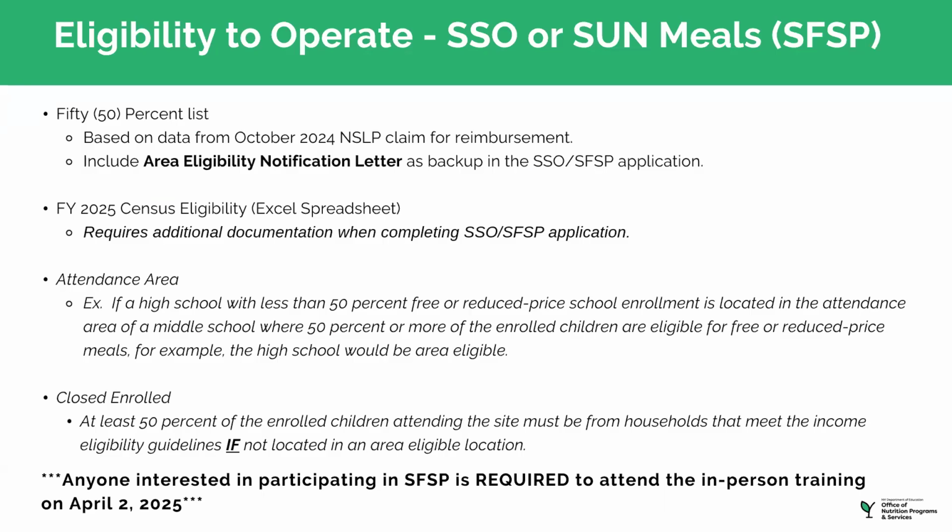And USDA also has a tool called the Area Eligibility Mapper, where if you type in the address of your school or your site, it will show if the site is area eligible, so eligible to operate SSO or SFSP. But the census eligibility spreadsheet will capture if that school would be on that mapper.